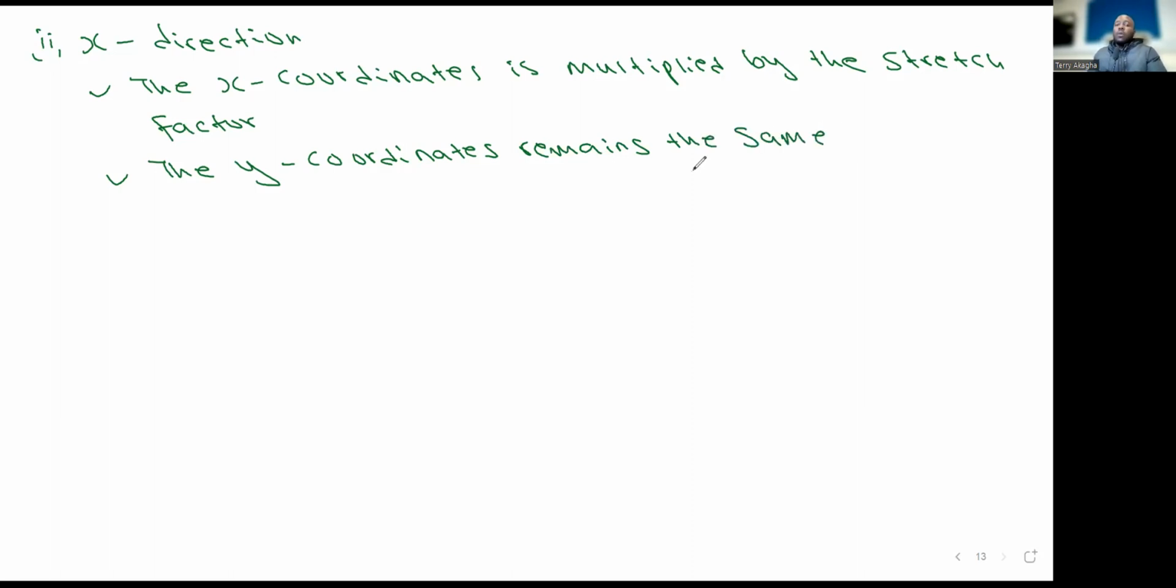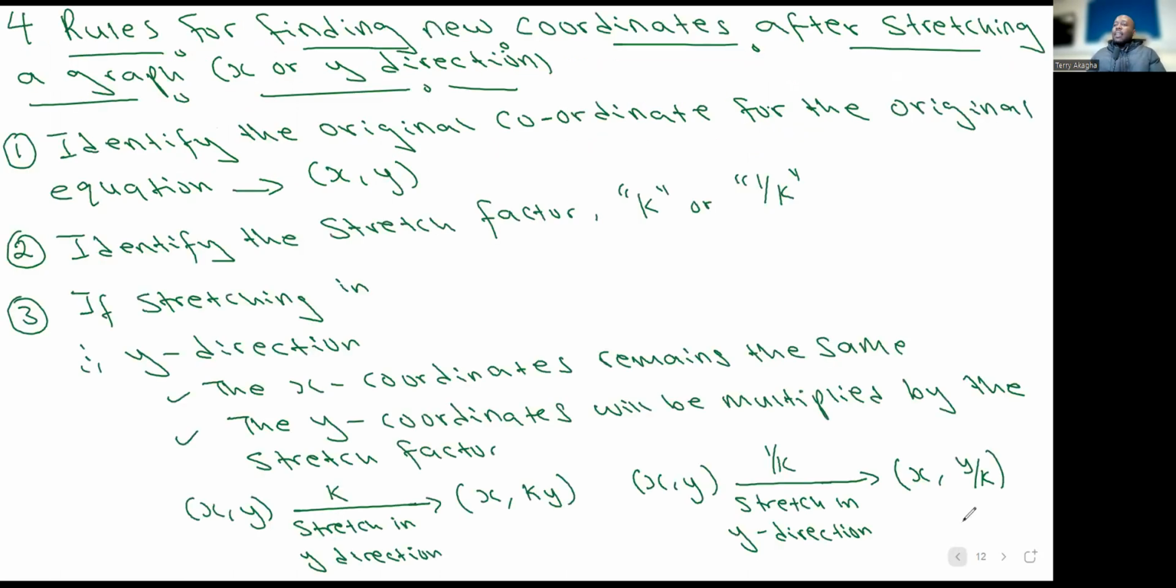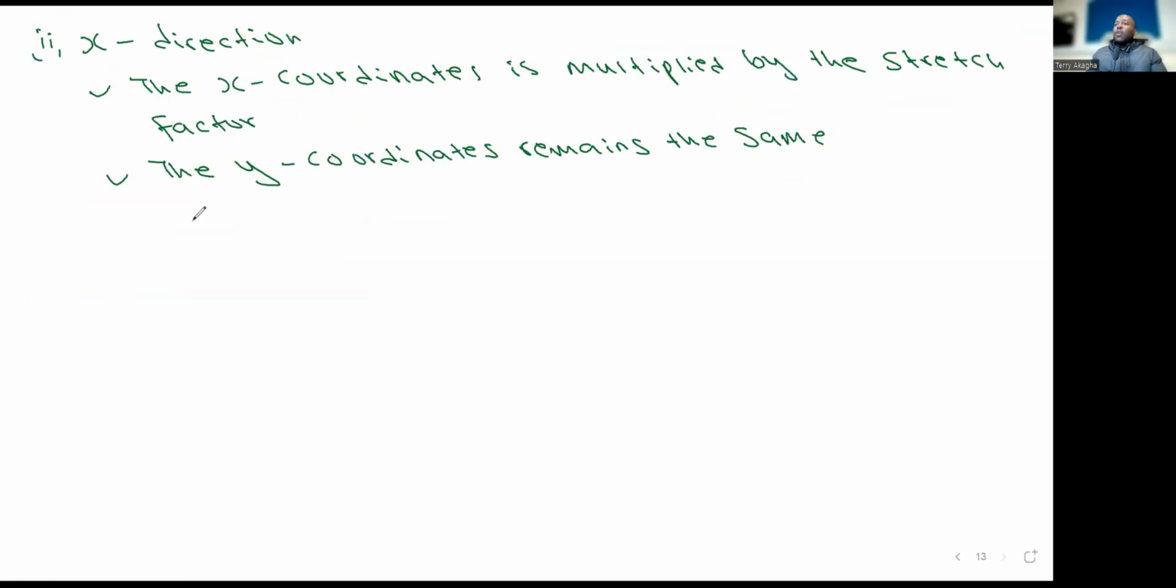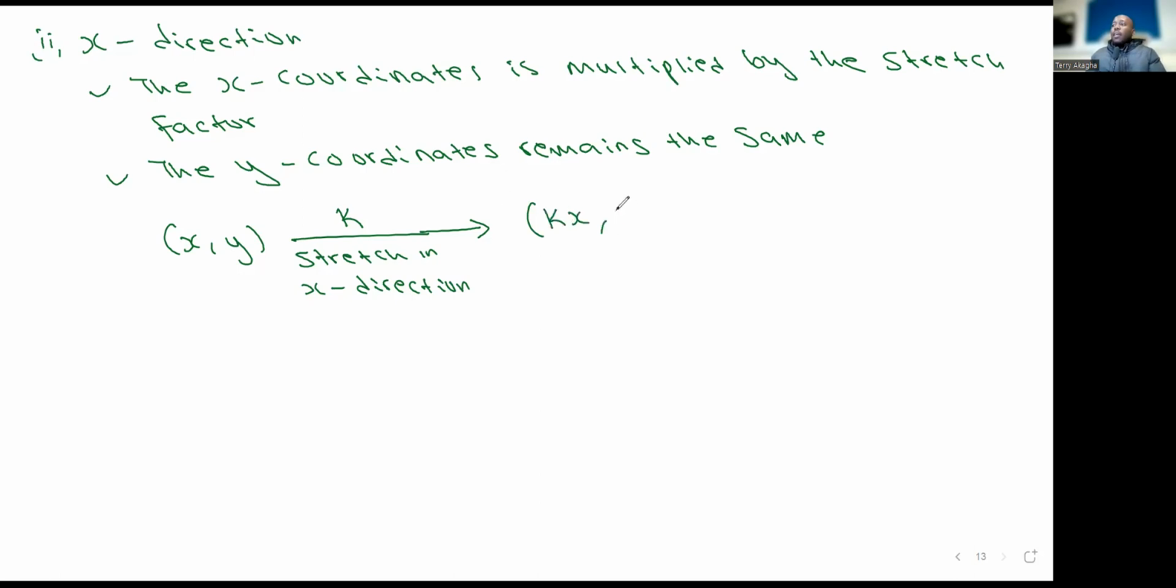Okay, so the x coordinate is multiplied by the stretch factor, but the y coordinate will remain the same. Exactly the same thing we talked about here. So you have x and y. Now it's stretched by a factor of k, and this time you're stretching in the x direction. So you multiply k with x, which gives you kx, but the y is going to remain what?